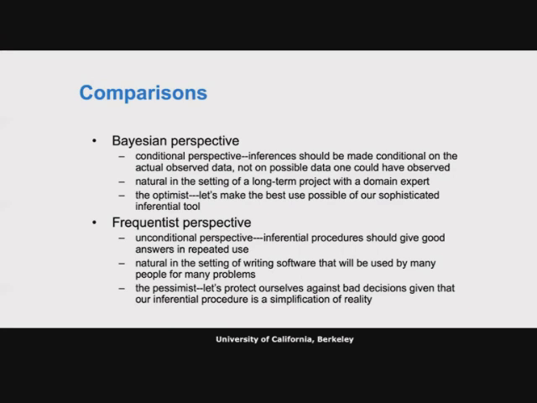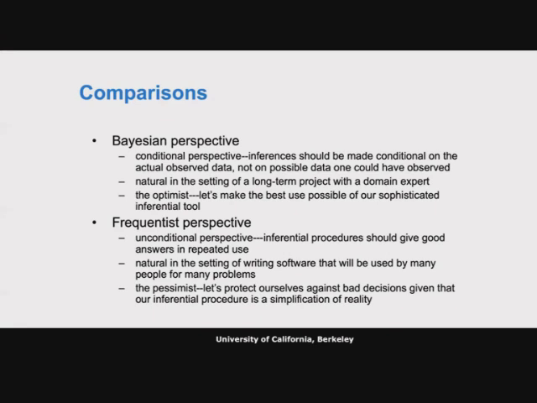Okay, so this is actually what I was just saying, all written down on a slide. Here's a comparison, the waves and particles of physics being in statistics. The Bayesian perspective is conditional. You should make inferences conditional on the actual observed data, not on possible data you could have observed. All right, you tend to be an optimist as a Bayesian. You say, okay, I already have some beliefs.